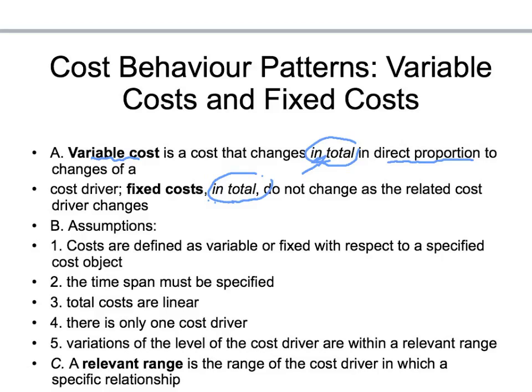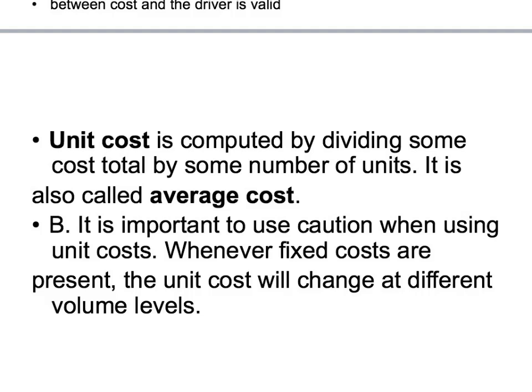Now we make some assumptions here. Costs are defined as fixed and variable with respect to the cost object, of course. Now, we're talking that costs are linear. When we talk about fixed costs, we also must bring in this idea of relevant range. If I was to produce 50,000 desks, of course my fixed costs would change. My factory is too small to produce. So fixed costs remain fixed within a certain level of activity.